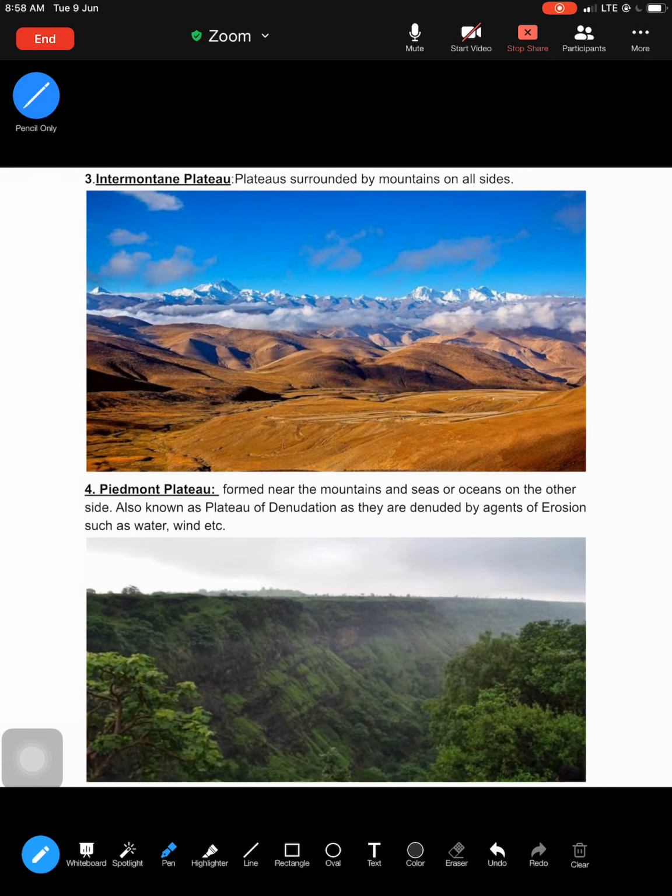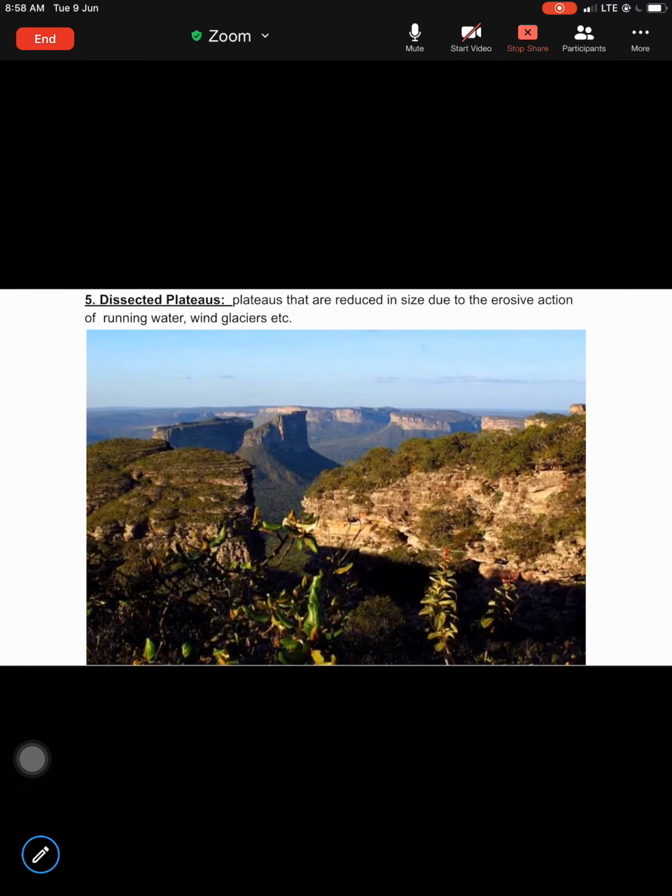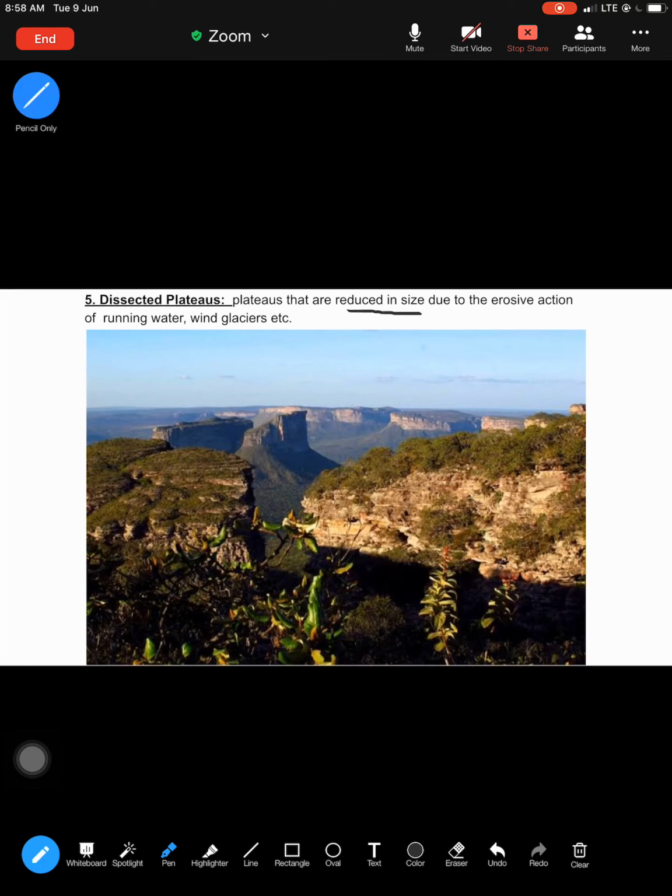And the last type of plateau that we learned was the dissected plateau, which means reduced in size because of the action of erosion. So this is how dissection looks. All right. So a dissected plateau is formed because of the erosion work of running water and wind, how the plateau gets dissected. So this is how a dissected plateau looks.